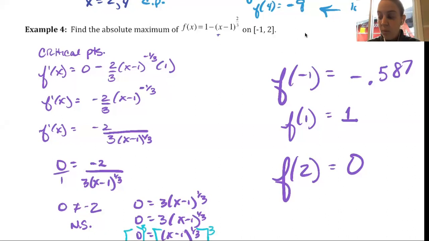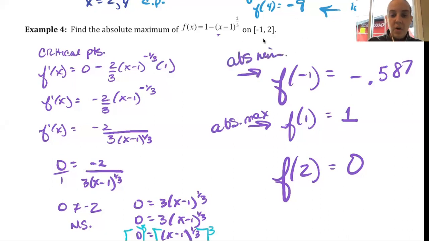So now I have y values for those specific pieces. f of 1 equals 1 is the highest y value, so there's your absolute max. And then f of 2 equals 0, it's not the lowest. At -1, -0.58 is your absolute min.